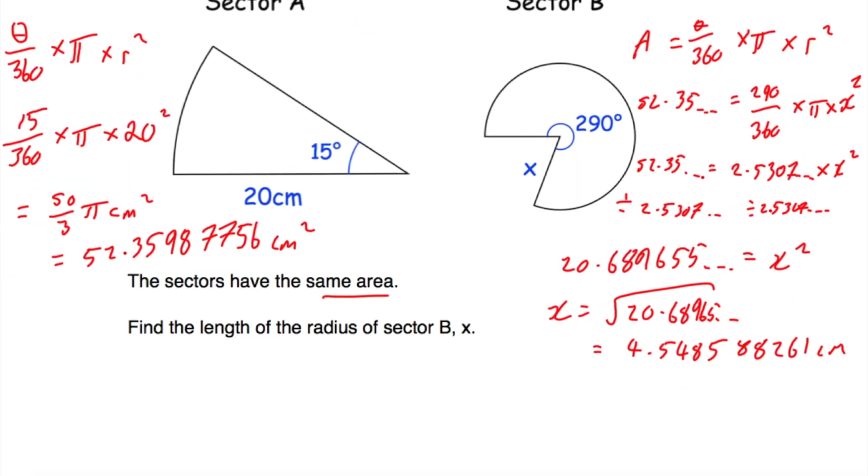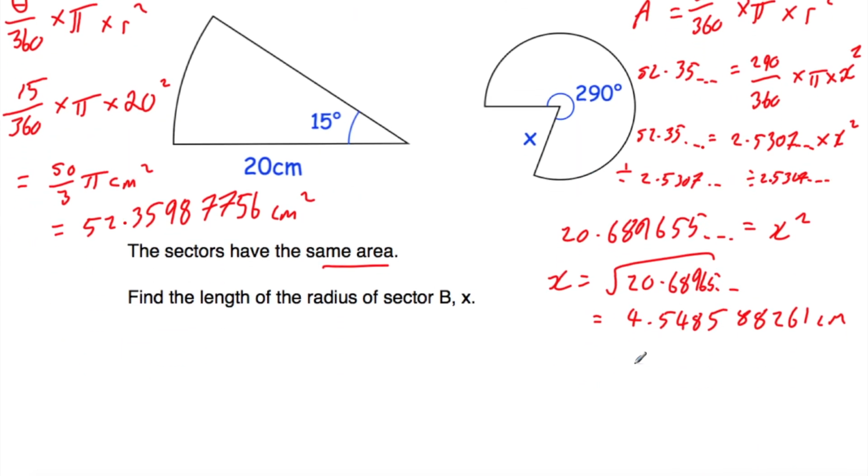And that's it. The question asks to give it to two decimal places, so I'm going to round it to two decimal places. So I've got 4.55 centimeters to two decimal places. And that's it. Okay, let's look at our next question.